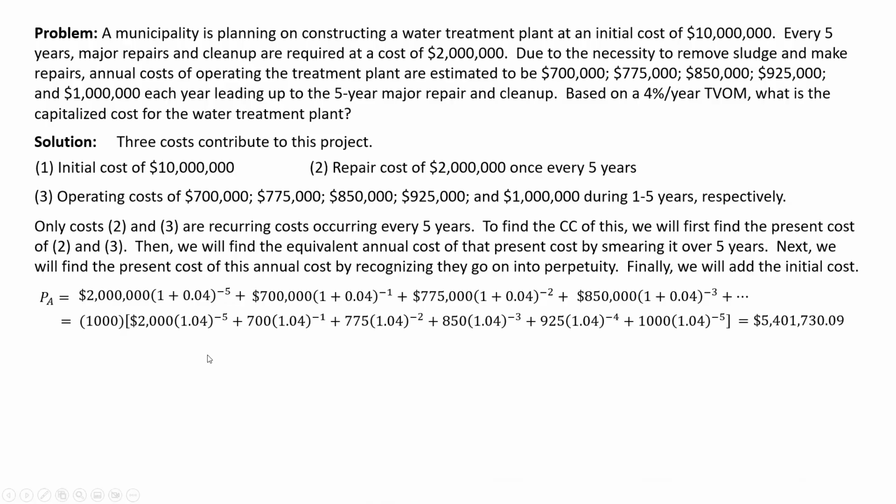And when you add all of these up, it turns out to be $5,401,730.09. Okay, so what is this now? What is this 5 million number? It is just the present cost of one cycle of costs. One cycle from 1 through 5, whatever the costs are. So that one is this 5,401.